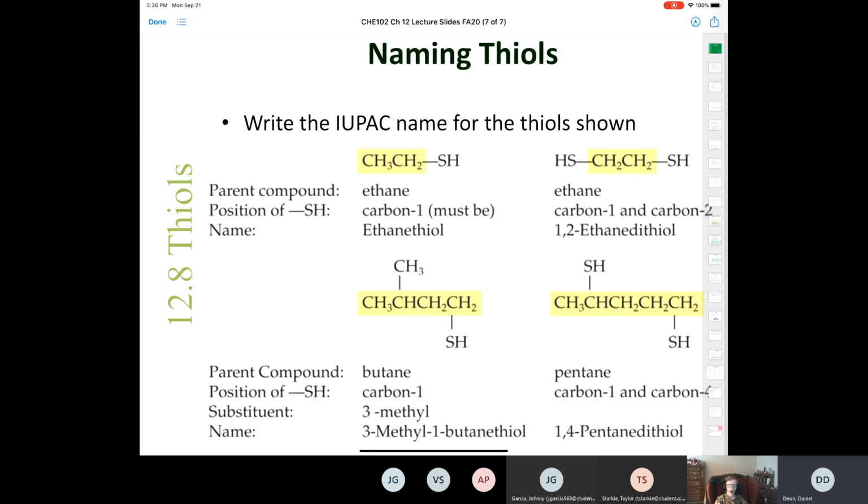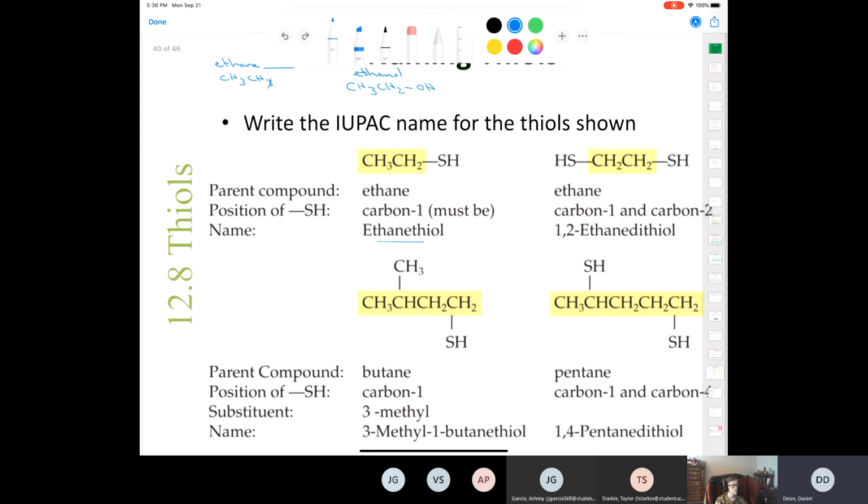Again, if you had this alcohol, CH3CH2OH, that would be called ethanol. So what you do is you take ethane, CH3CH3, and since you're removing one of the hydrogens, you add the word thiol on the end. So this becomes ethanethiol. And for example, if you had two thiol groups, one on each carbon, that would be 1,2-ethanedithiol. So that would be a dithiol.